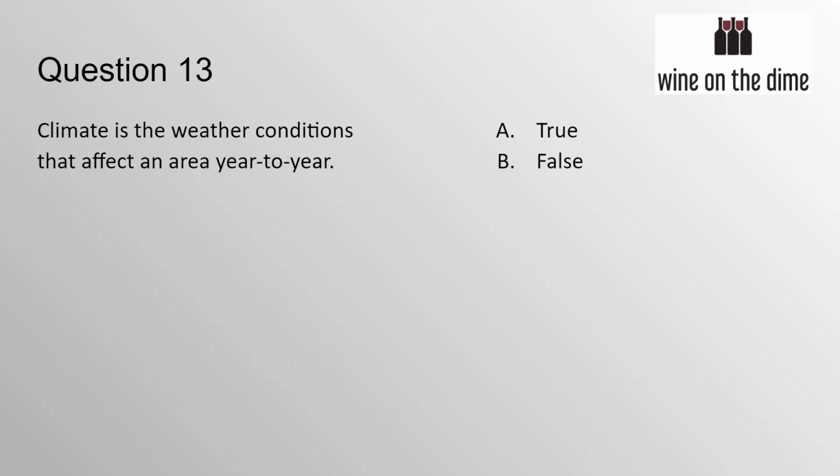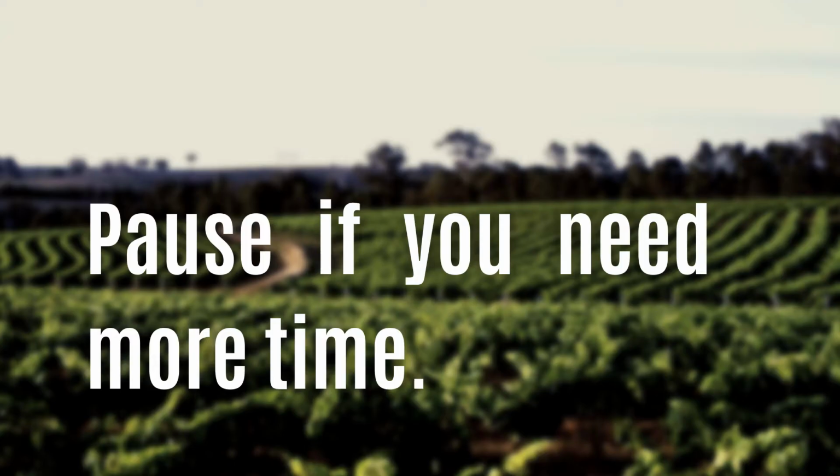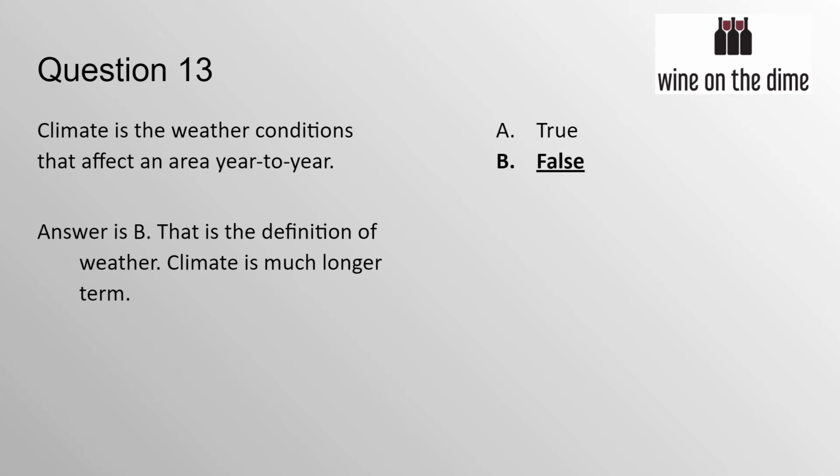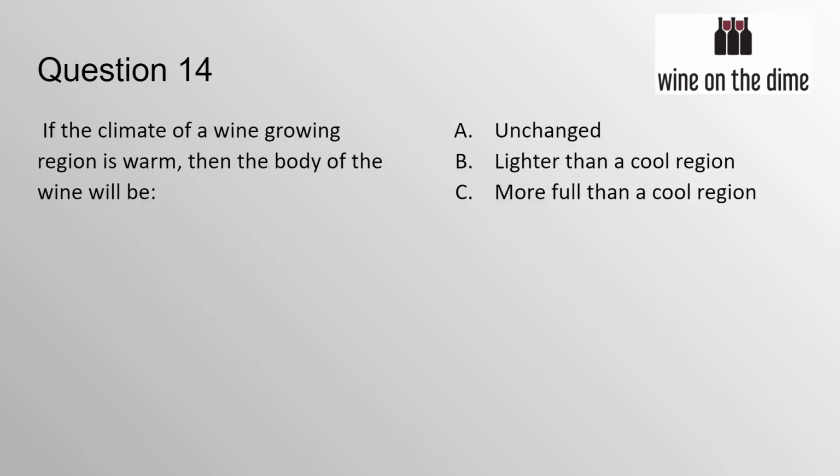Question 13. Climate is the weather conditions that affect an area year to year. True or false? The answer is B. That's the definition of weather. Climate is a much longer term. So it's not a year-to-year thing. Your climate, you're looking at tens of years, hundreds of years. That's what climate is.